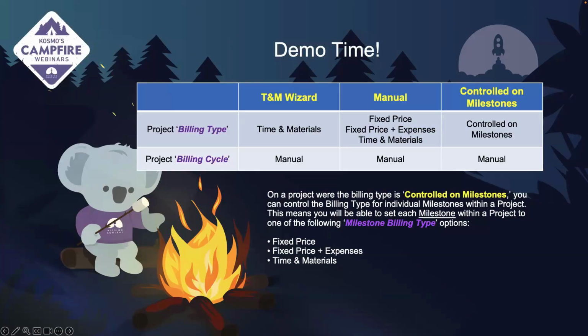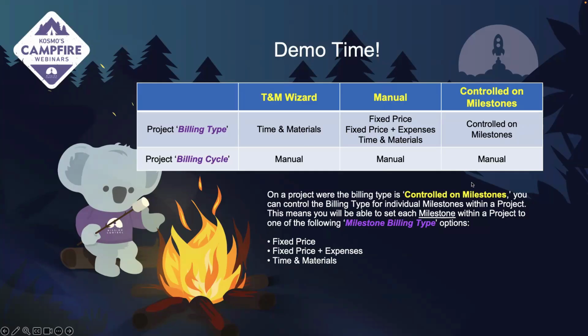If you know that your project is time and materials and you set that on your project billing type field, and you've selected the billing cycle as manual, you'll be able to see the TM wizard. If you know that the project is fixed price, or fixed price plus expenses, or time and materials, then you'll be able to see those tabs. Then you'll be able to see the manual tab as well.